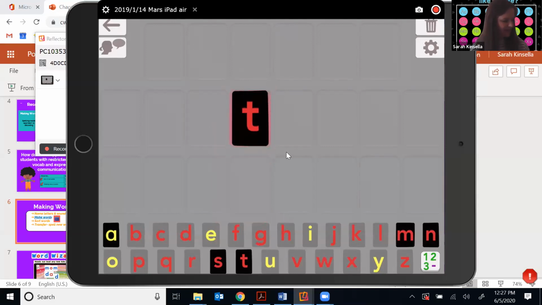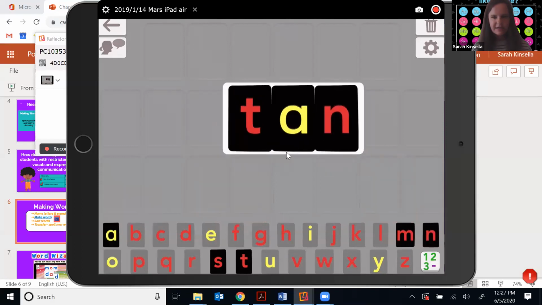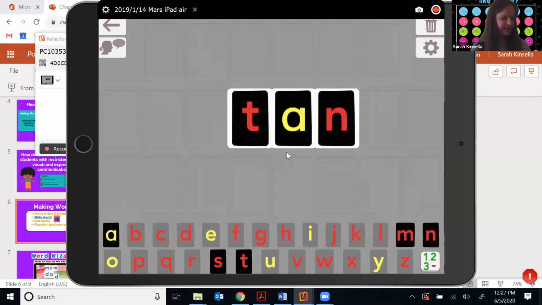So I can spell tan. Tan. And then you can change high contrast. You can change the background and the style, the letters color. So this is another way you could do it. Any thoughts about this or other programs you could use for this making words activity?